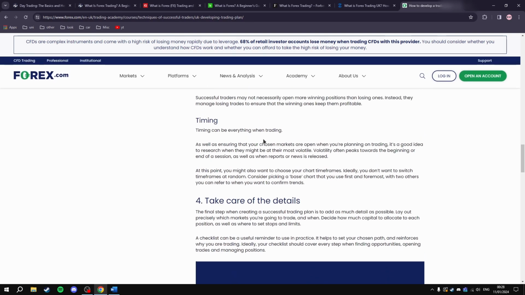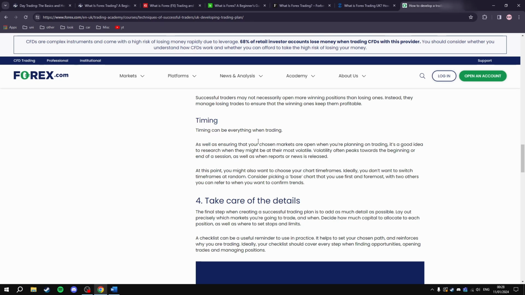Timing. Timing can be everything when trading, as well as ensuring that your chosen markets are open when you're planning on trading. It's a good idea to research when they might be at the most volatile. Volatility often peaks towards the beginning or end of a session, as well as when reports on news are released.